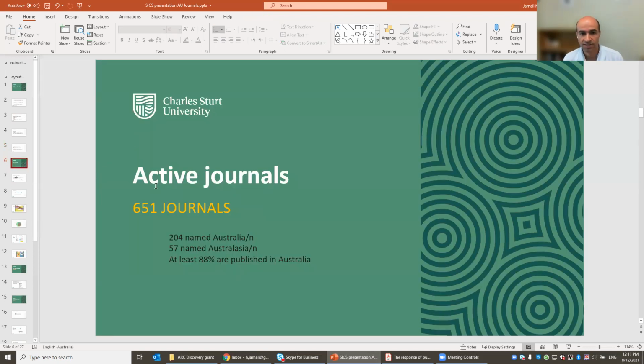The first study was active journals. We identified 650 Australian journals that are published and they are active. 240 of them, they had the term Australia or Australian in title. So they are called Australian Journal of, for instance, Chemistry and so on. 57 of them, they had the terms Australasia or Australasian in the title. And at least 88% of them are actually published in Australia.